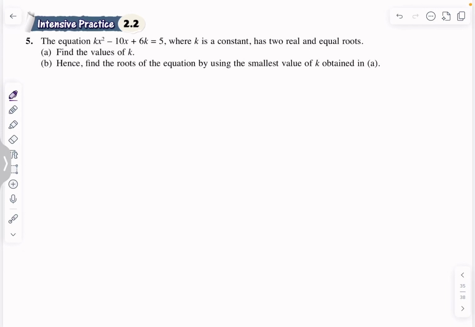Question 5. This equation, where k is a constant, has two real and equal roots. So if we have real and equal roots, that means b squared minus 4ac equals 0. Okay. So from here, they ask us to find the values of k. Right. So first we have to rearrange this equation.